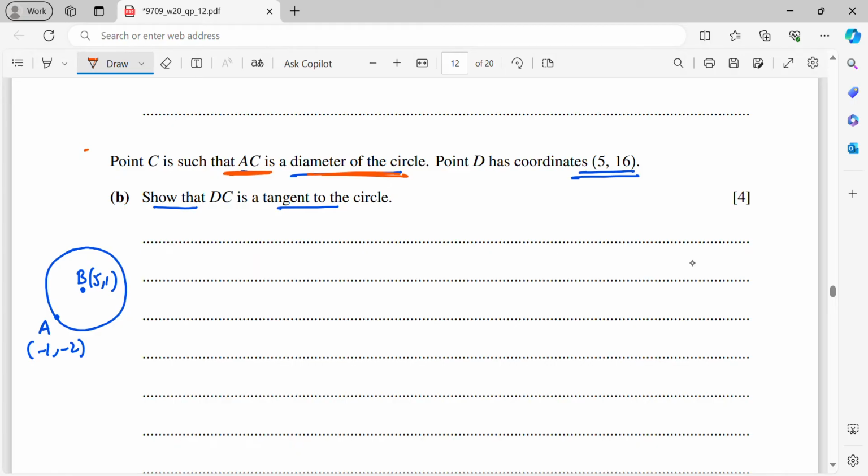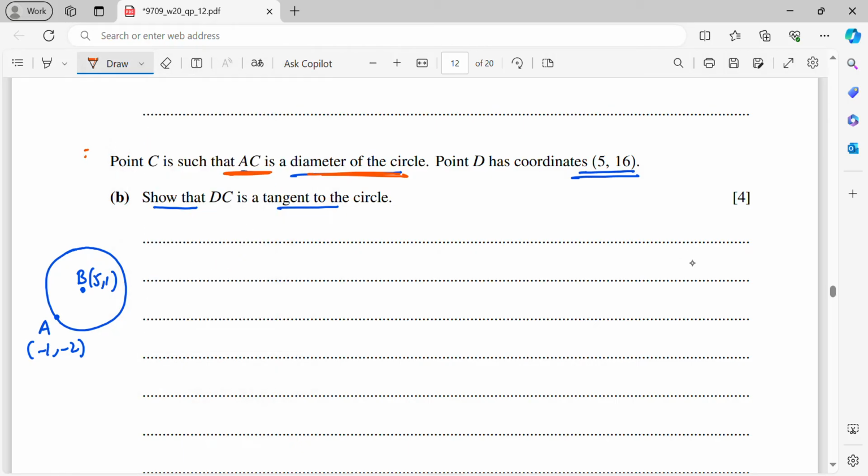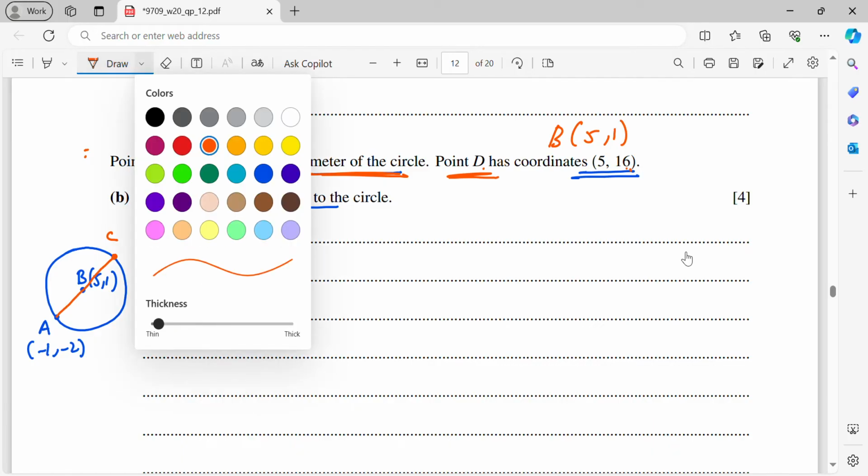And now when you read the question, it's given that AC is diameter. So whenever diameter, it must pass through the center, which means now, I will just add up. So go through. This is my C. So my C, I do not know what is the coordinate. And then it's mentioned that the D has coordinates 5, 16. Now you see your B with coordinates 5, 1. And then now the D is same x coordinate. And then the y value has been increased, right, from 1 to 16.